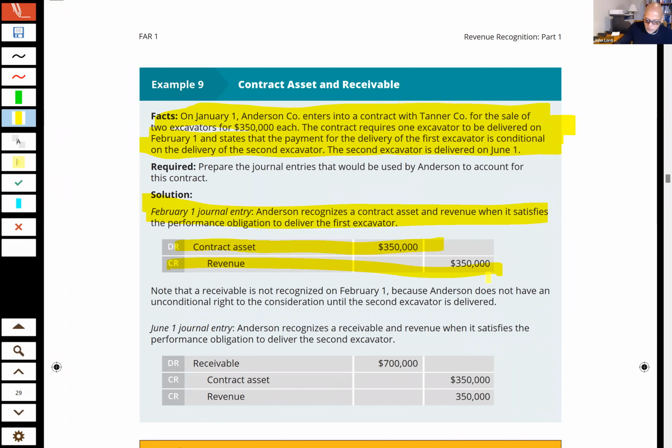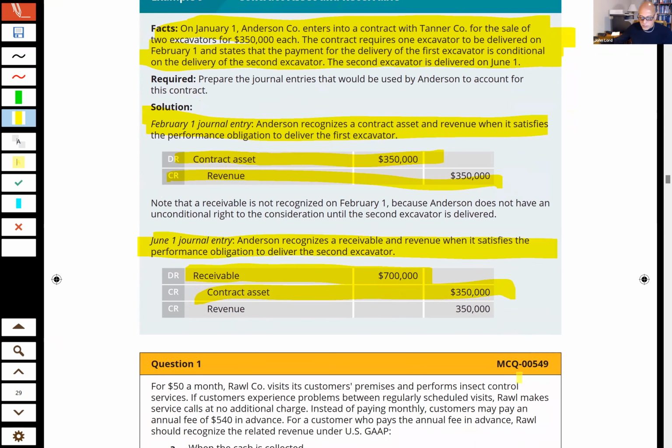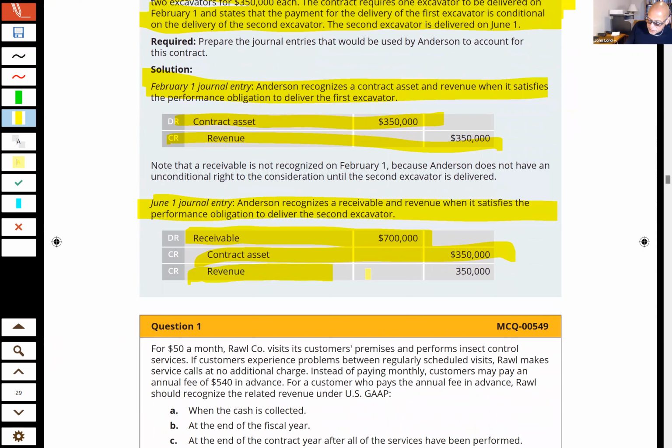Then what? On June 1st, they deliver the second excavator. Now they record the whole amount as receivable because now all they're waiting for is the payment, the passage of time here. Of course, they credit the contract asset because they're now calling that out as a receivable, and they can take the revenue for the second excavator. And of course, when they get paid, they'll debit cash and credit the receivable for the 700,000. I guess I'll put in the amount.